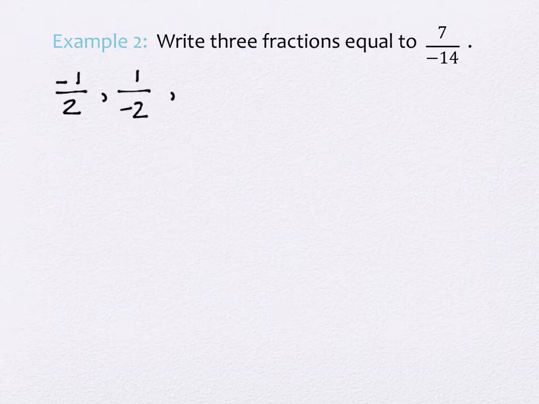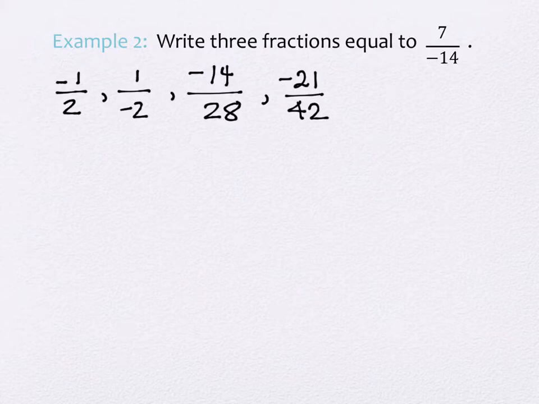Somebody give me another example that you have. Okay, so negative 14 over 28. And of course I could put the negative on top and bottom. I won't do that on every fraction, but I could. What else do you have? Give me one more. Negative 21 over 42. Lovely. What about 3 over 6? I'll put a negative on the top.